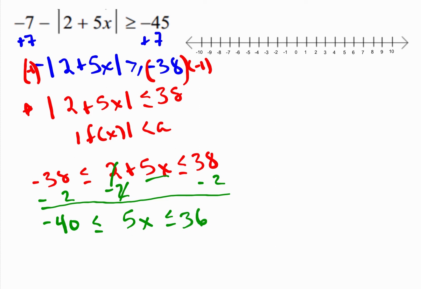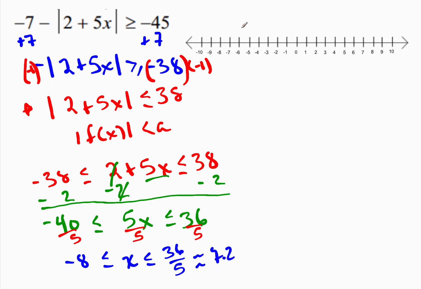Now, I still want to isolate the x, and so I'm going to divide everything through by 5. What you do to one side, you have to do to all three. So this is negative 8 is less than or equal to x is less than or equal to 36/5. Now we're really okay that that's just an ugly number. It's just a decimal. And we know that that's about, what, 7.2? It is 7.2. I need that for graphing.